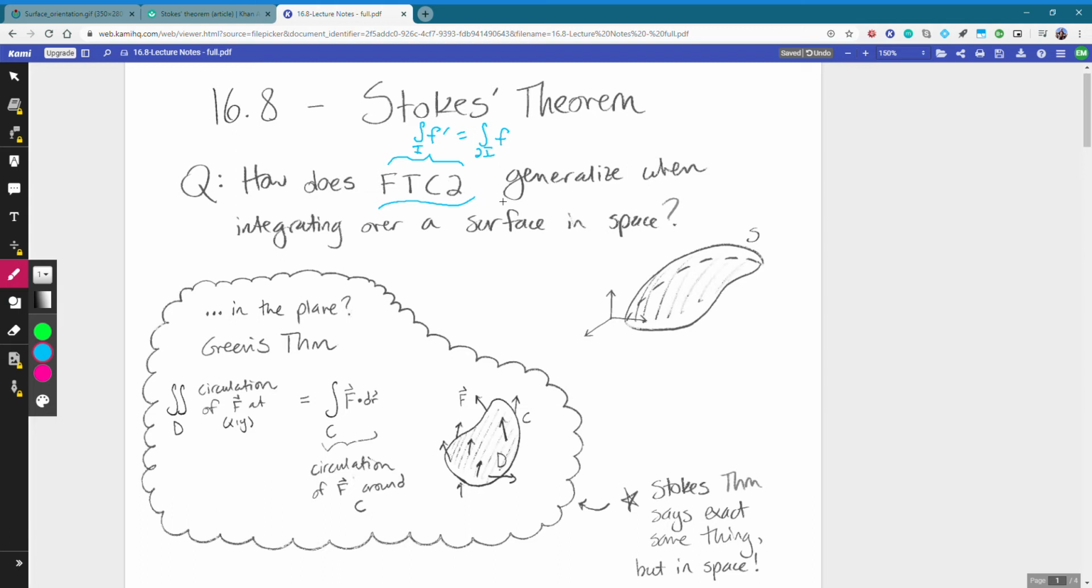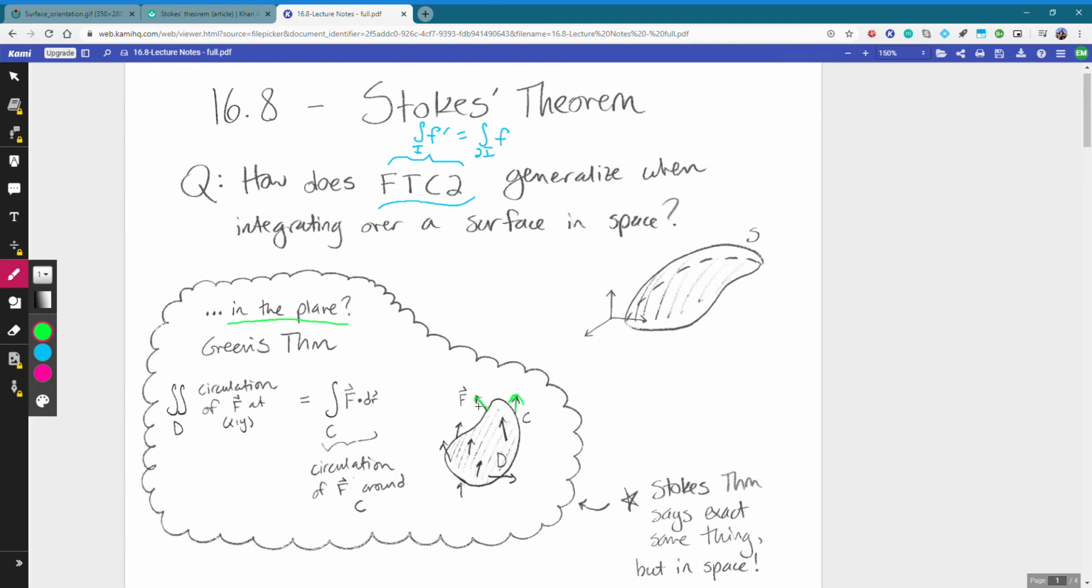Now, before we get to what Stokes' theorem is going to be telling us about a surface in space, let's jump back to the situation where we were integrating over a region in the plane. And it was Green's theorem that was our generalization of FTC2 in this situation. And so recall the situation here is that we had some region in the plane, some D, and we also had a vector field going on, right?